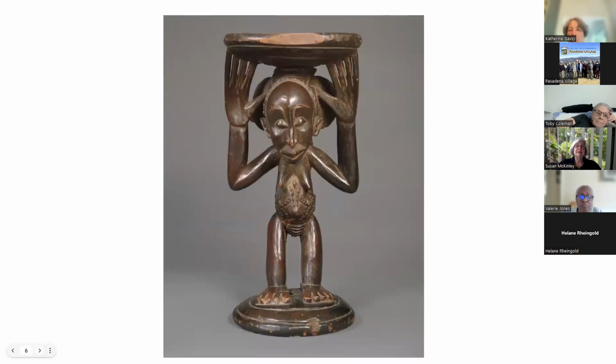Back to the stool again. Talk to me. Well, it's wood. Remember, these are made from one piece of wood. These are not glued. What's happening here? This is a woman. How do you know it's a woman? Because of the breasts. Good. And how old is the woman? She's old, because she has breasts that sag, doesn't she? Right? So now you have an elderly woman doing what?